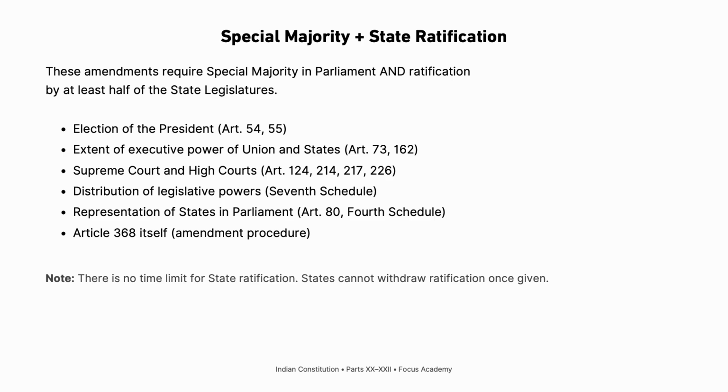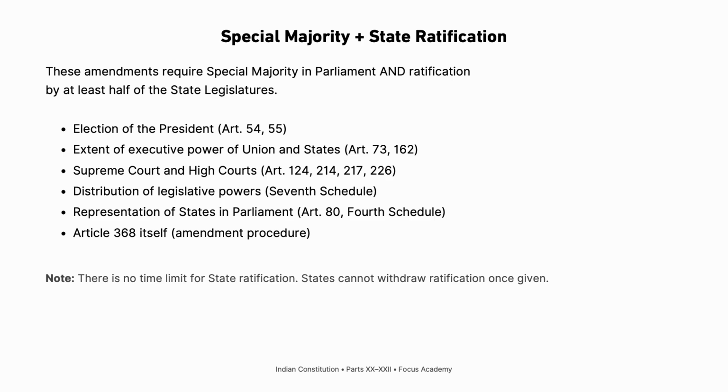Otherwise, this particular article cannot be changed if all the states are against it. So this is done in order to protect the power of the states, to protect the sovereignty of the states, and to protect the federal nature of the state. If state ratification is not required, the center has the power to take away all the powers of the states, right?